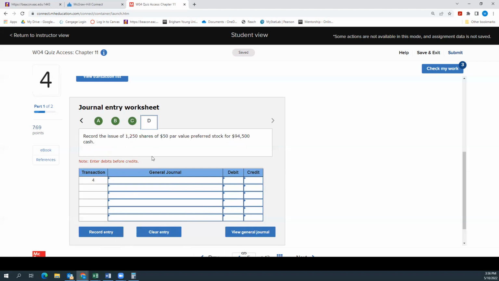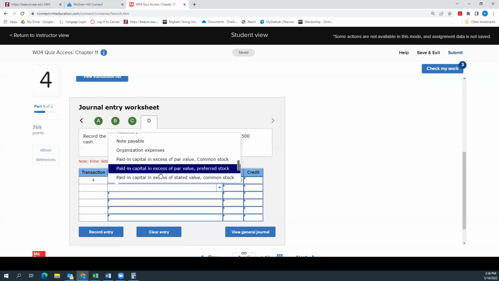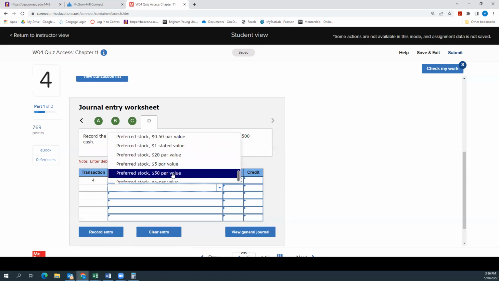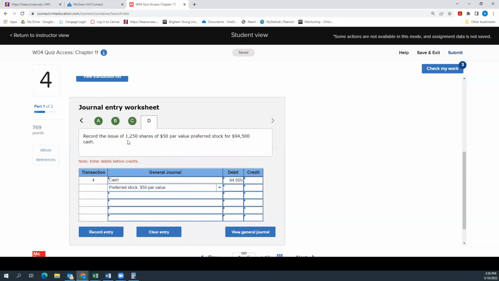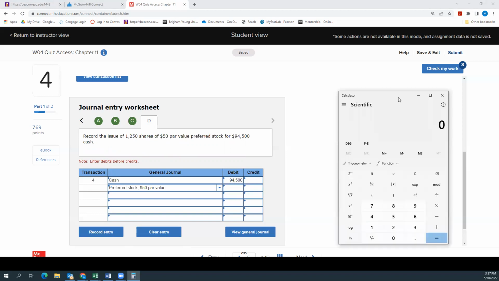Finally, record the issuance of 1,250 shares of $50 par preferred stock for $94,500 in cash. So again, my cash is going up, 94,500. And then our preferred stock, $50 par value, right, times 1,250 shares. I'm not going to try to do that one in my head. I probably should, but 62,500 is the value of that preferred stock.